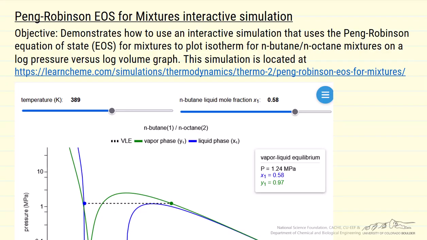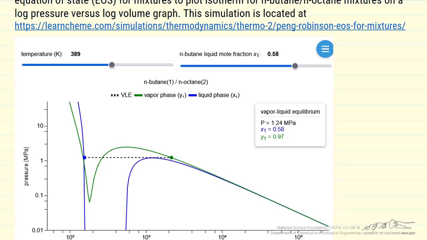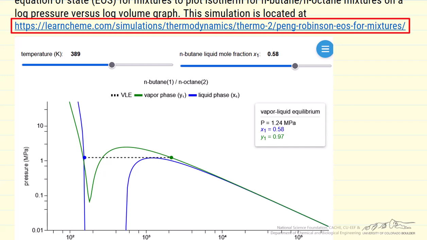I'll briefly demonstrate how to use an interactive simulation that uses the Peng-Robinson equation of state for a binary mixture in order to plot isotherms, and the mixture is normal butane, normal octane. Important to notice that the results that we obtain are plotted on a log pressure, log volume diagram. The simulation's on the LearnChemE site, and here's a link to the simulations.